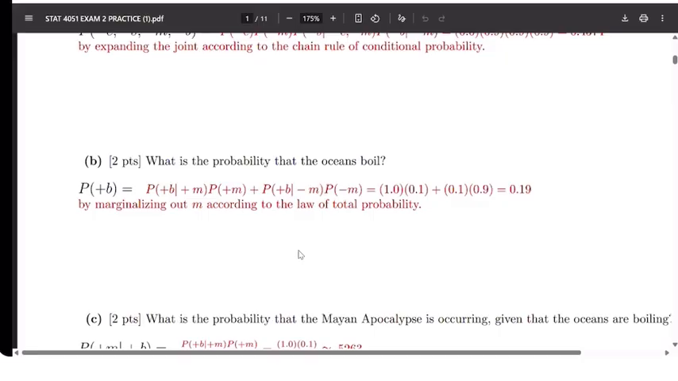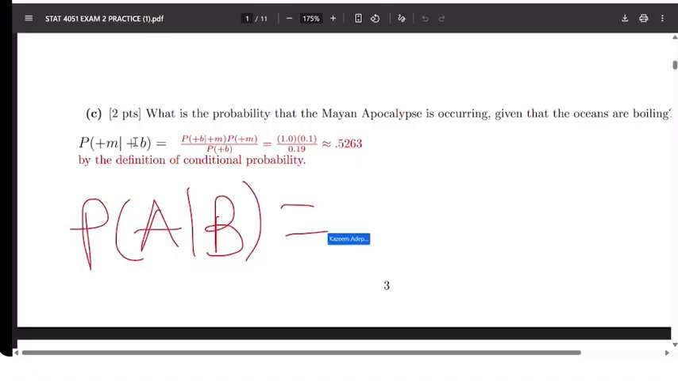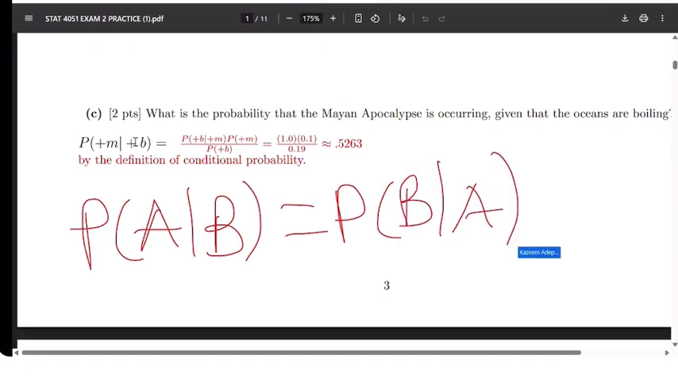Okay, I want to move on. Just pay attention. What is the probability that the Mayan apocalypse is occurring given the oceans are boiling? That's a conditional probability: the probability of M plus given B plus. And of course, from the fundamental theorem of probability, don't forget that if I have the probability of A given B, I can rewrite that as the probability of B given A multiplied by the probability of A, divided by the probability of B.